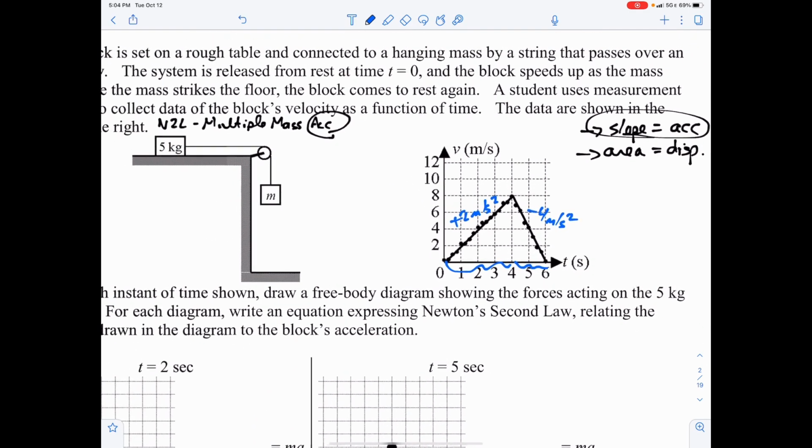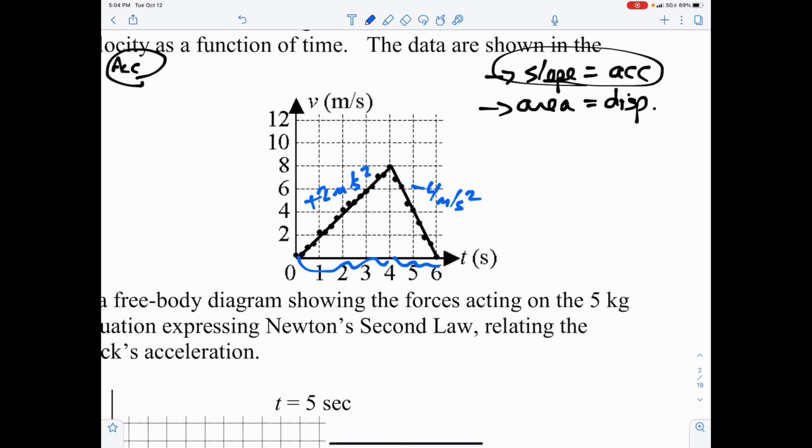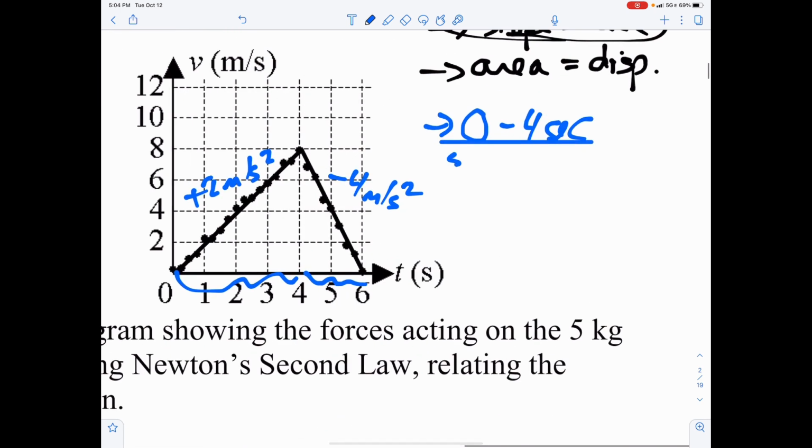Now, what's supposedly happening here? From 0 to 4 seconds, let's map this out so we understand what's going on. From 0 to 4 seconds, the 5 kilogram block, which is the horizontal one, speeds up going forward. That's what this line is telling me. That positive constant acceleration is speeding up going forward. And that makes sense. The block is starting from rest. The tension in the rope yanks it to the right, and it's speeding up as it's going forward.